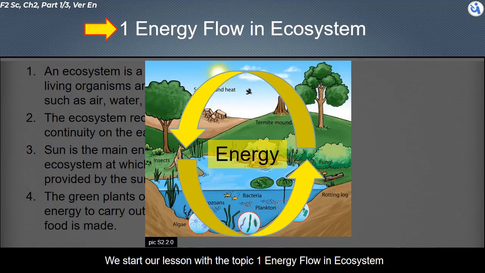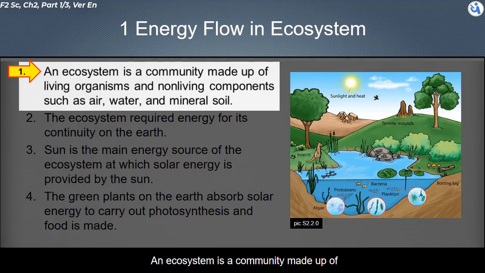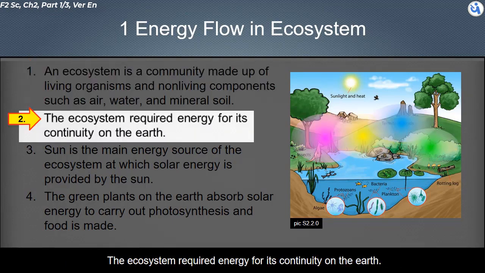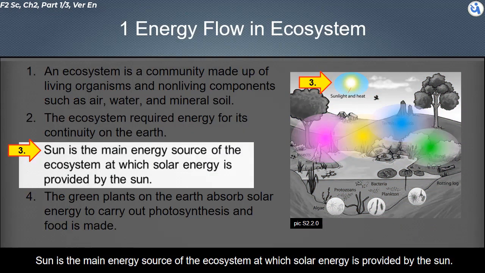We start our lesson with Topic 1, Energy Flow and Ecosystem. An ecosystem is a community made up of living organisms and non-living components such as air, water, and mineral soil. The ecosystem requires energy for its continuity on the Earth. The Sun is the main energy source of the ecosystem, providing solar energy.